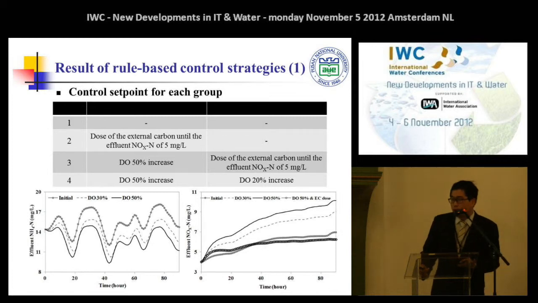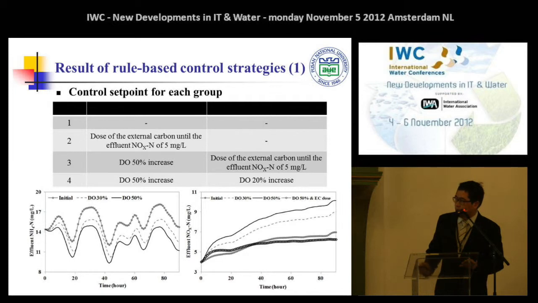For deciding the quantitative control set point for each group, we used mathematical models and the commercialized software GPXX. As a result, the proper control set point for each group was decided as shown in these tables. For example, in the case of group 3, the simulation was repeated by changing the DO concentration and dosing the external carbon source. As a result, in the case of a DO 50% increase, the lowest value was identified, and when the external carbon source was dosed, the effluent NOx concentration decreased lower than the initial values.